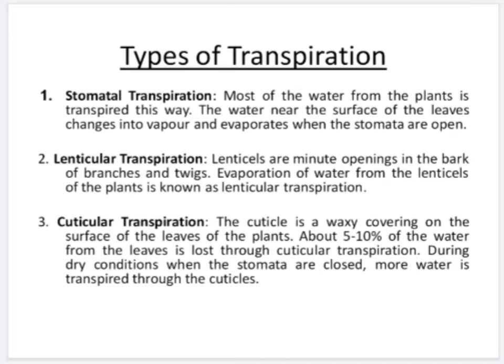Types of transpiration. Depending upon the organ that performs transpiration process, there are three main types of transpiration: stomatal transpiration, cuticular transpiration and lenticular transpiration. Stomatal transpiration is the evaporation of water through stomata. Stomata are specialized pores in the leaves. They account for around 80 to 90% of the total water loss from the plants.